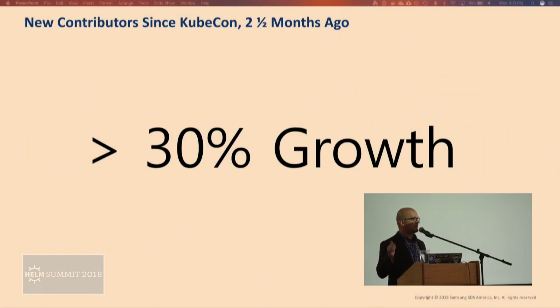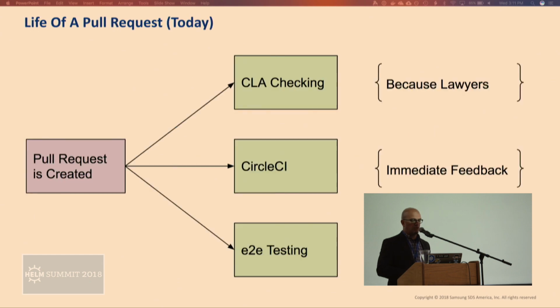Now, when you really think about it, since KubeCon, as far as contributors to the charts repo, we've had better than 30% growth in people who are contributing. And so there's a lot of people contributing to charts, and there's growth here, and they're not maintainers. And so we introduced an intermediate step.